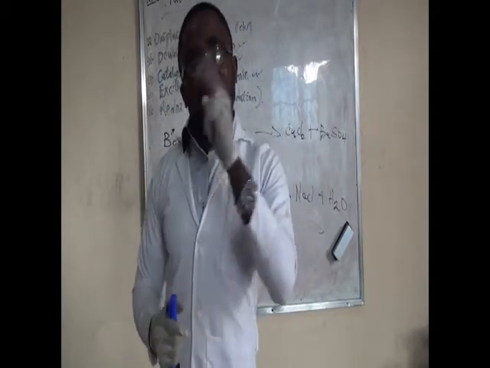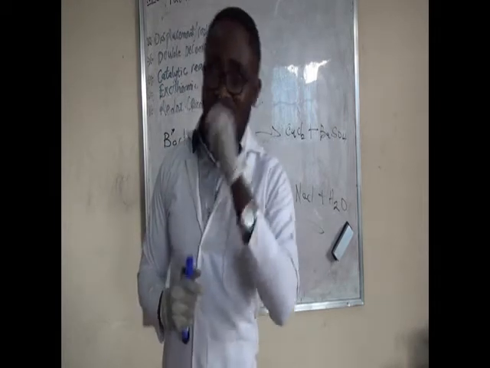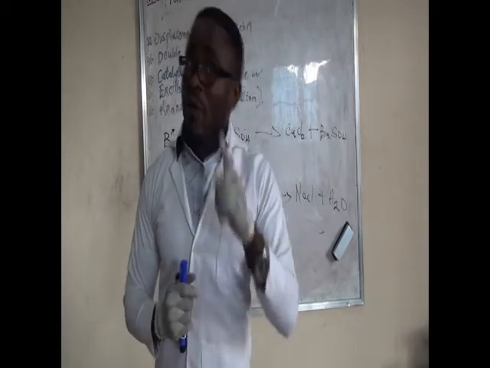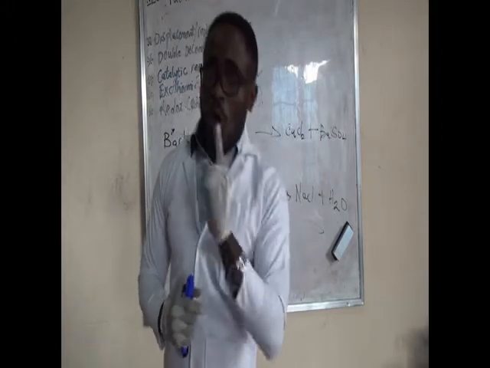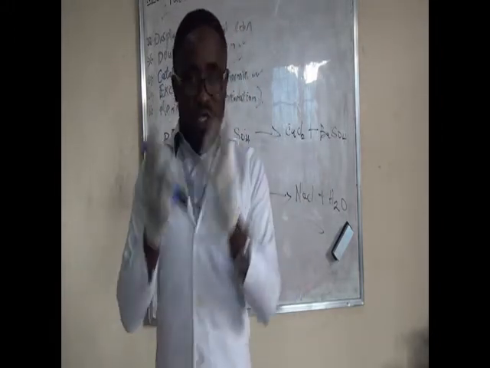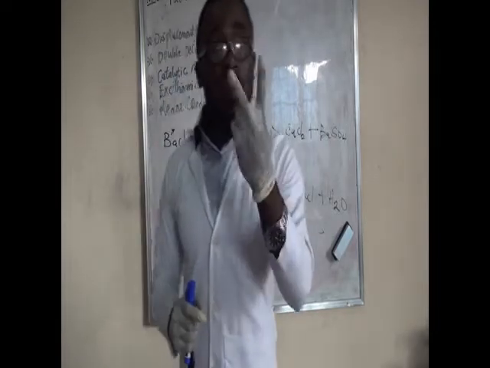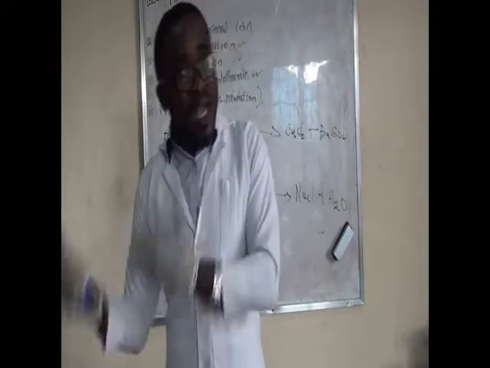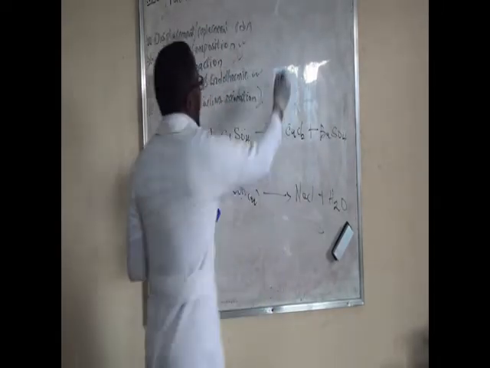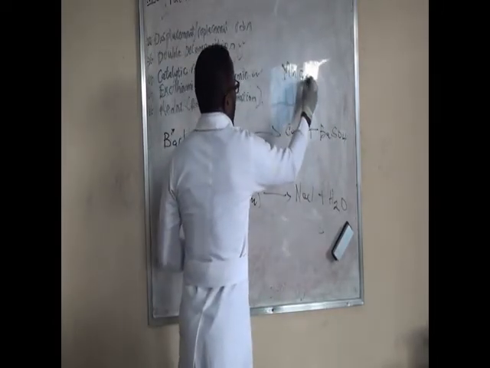A typical example of a catalyst is manganese 4 oxide, used in preparing oxygen when potassium trioxochlorate 5 is being decomposed. I will do that on the board and you will see. Now like I said before, we have two types of catalysts. The catalyst might be an inorganic catalyst. A typical example is manganese 4 oxide. Let me write that on the board. Manganese 4 oxide, this is it.